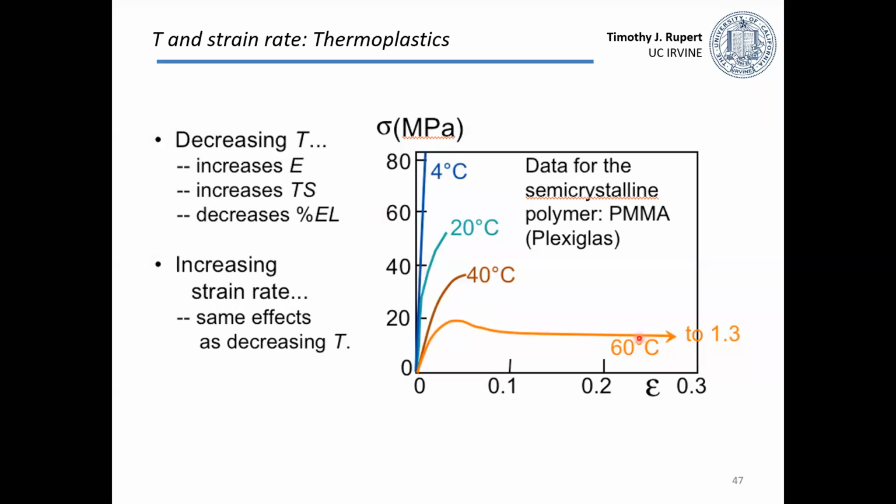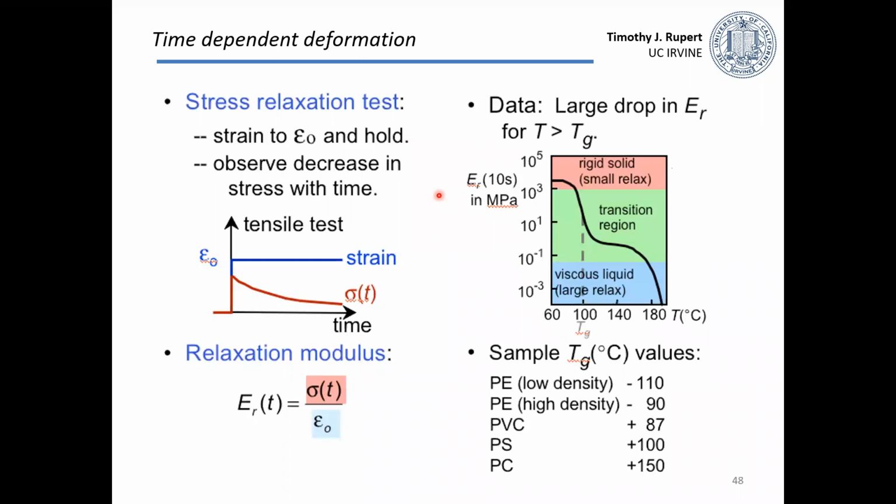Okay. We can also get the same effect by deforming the material faster. So we can cool down our material and get this transition from right to left, or we can deform our material faster. And as you deform your material faster, you find that's the same as decreasing the temperature. So that tells us that these materials end up having very time-dependent deformation.